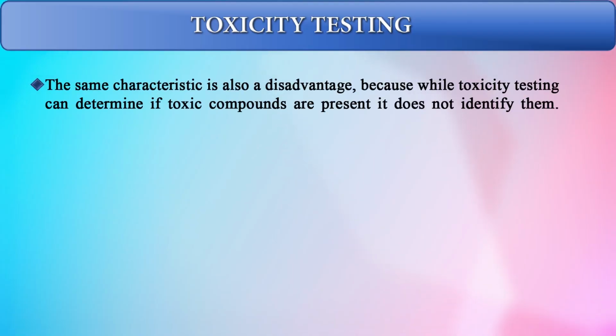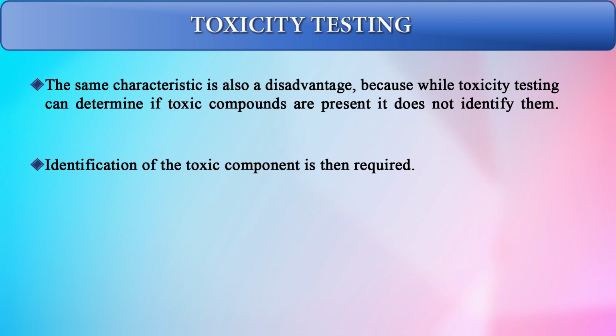In toxicity testing, the toxicity can be evaluated in whole organisms, that is in vivo, or using molecules or cells, which is known as in vitro. The main advantage of toxicity testing is that it detects toxic compounds based on their biological activity, and as such does not require prior knowledge of the toxicant to identify its presence. The same characteristic is also a disadvantage, because while toxicity testing can determine if toxic compounds are present, it does not identify them. Identification of the toxic compound is then required.